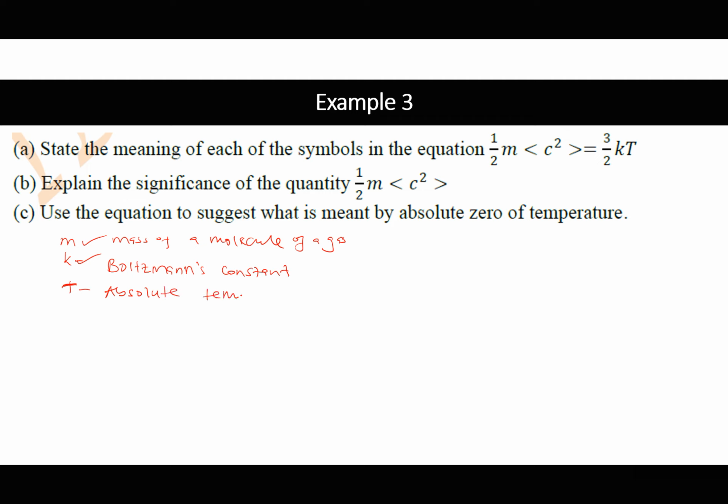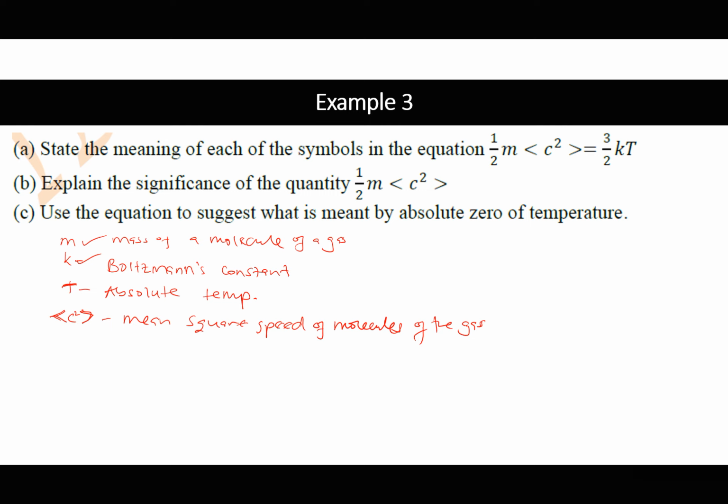Absolute temperature or thermodynamic temperature. And then the most important symbol is this one here. Remember, we start by reading this as the mean square speed of molecules of the gas. The mean square speed of molecules of the gas, that is C.